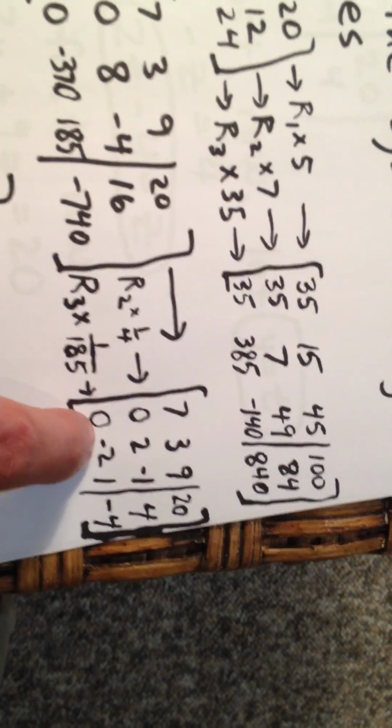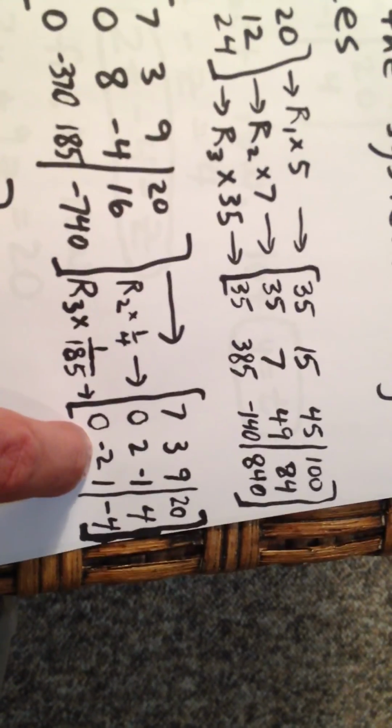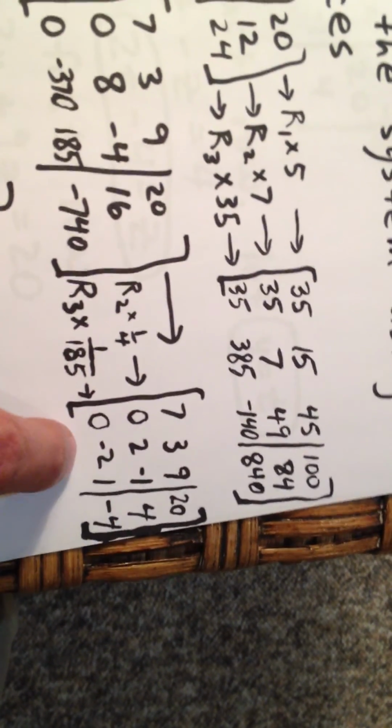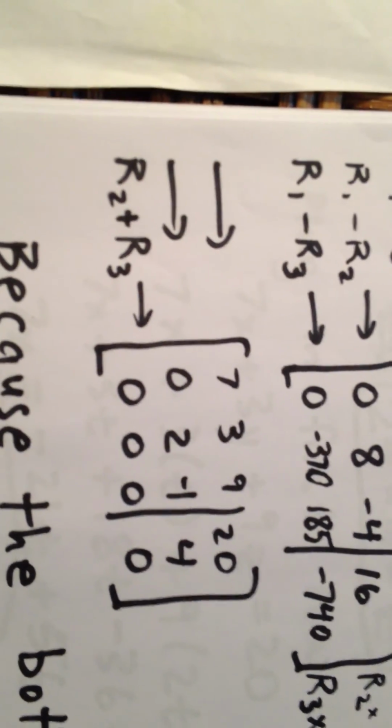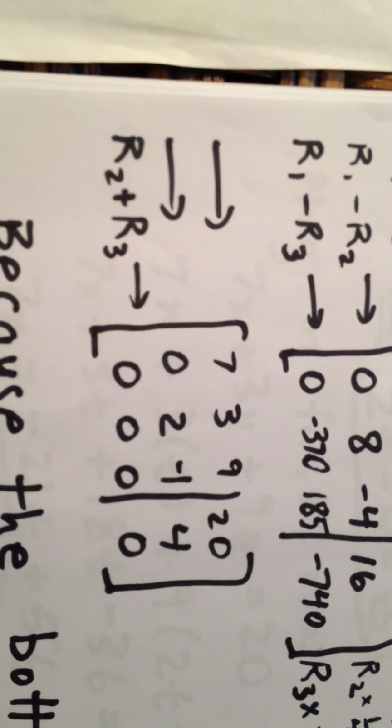Well, we can set up a 0 in this entry right here where the negative 2 is, by simply adding row 2 plus row 3. So we're going to leave row 2 alone, and we're going to do that. What ends up happening is we get 0, 0, 0, 0 in the bottom row.